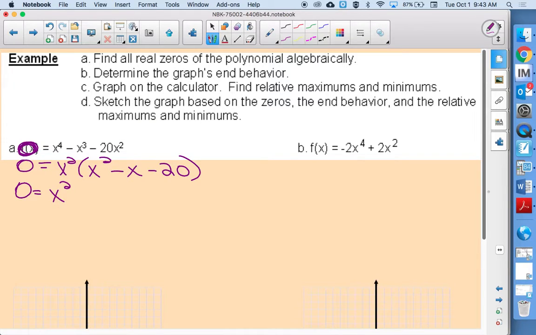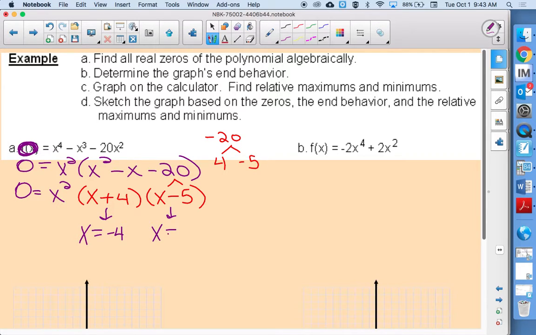You could complete the square. We could complete the square. Yeah. Or we could just factor it. What 2 numbers multiply to be negative 20 that combine to be negative 1? 4 and negative 5. So then I could continue to factor this, placing in parentheses a positive 4 and a negative 5. Factoring is a great way to find x. And then my solutions, find all the real zeros. So this one here gives me a negative 4. This one gives me a positive 5.